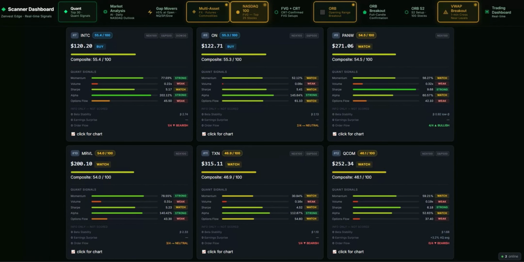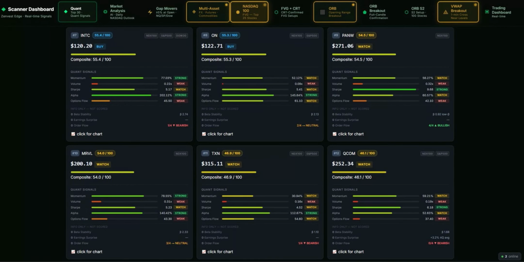Alpha answers one question. Is this stock actually beating the market, or is it just riding the tide? We use Jensen's Alpha, an OLS regression of the stock's daily returns against the S&P 500. The intercept of that regression, annualized, is the alpha. A positive number means the stock is outperforming the benchmark by that percentage per year after accounting for its market exposure.